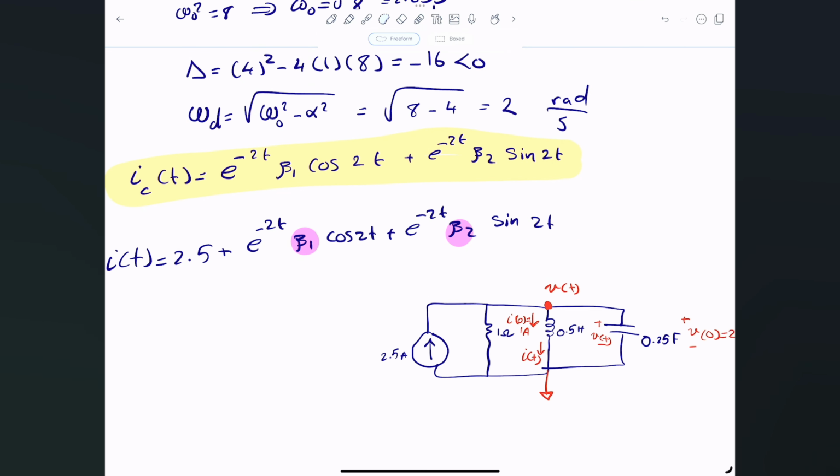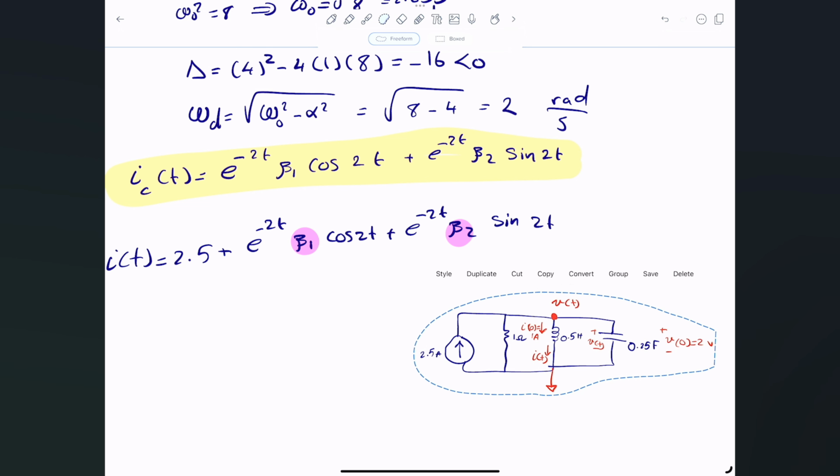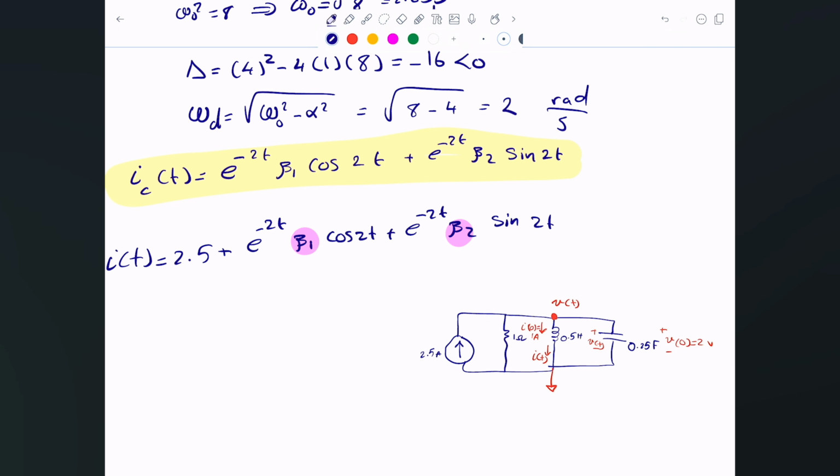We don't have to compute them as per se, because we know that v0 is 2 and we know that i0 is 1. In this particular case, I need i0. So what I can say is i0, I know it's 1. It's just simply 2.5 plus e to the power 0, which is 1, beta 1 cosine 0, which is 1, plus e to the power 0, which is 1, times beta 2 times sine of 0. Well, sine of 0 is 0. That means the whole thing here will be 0. So I'll replace the i of 0 by its value, which is 1.